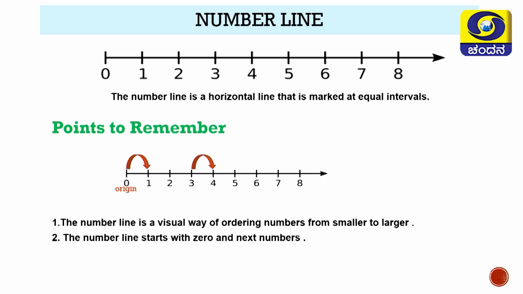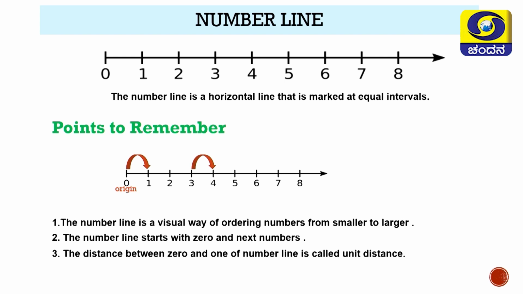Next, the number line starts with 0 and the next numbers. Yes, of course, the number line should start from 0 followed by natural numbers. Hence, 0 is called the origin. Next, the distance between 0 and 1 on the number line is called unit distance.